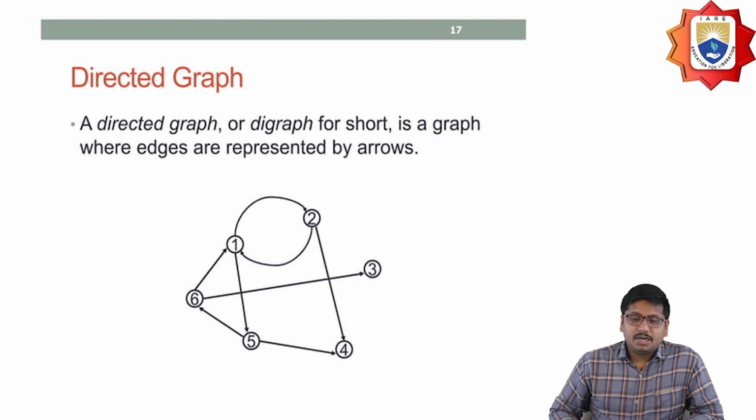So what is a directed graph here? A directed graph means a graph which has direction on its edges, and it is called a directed graph.